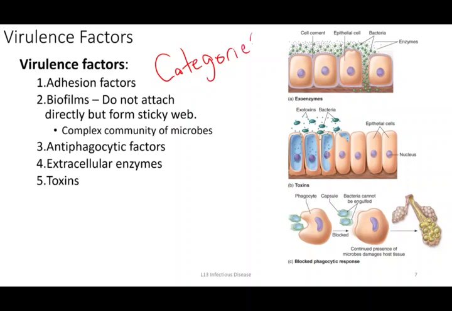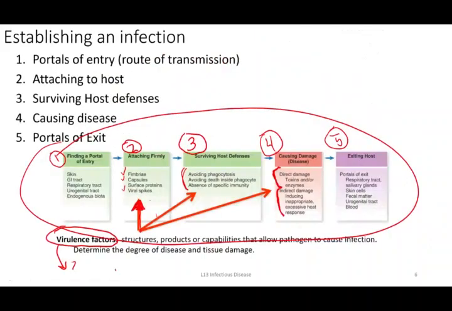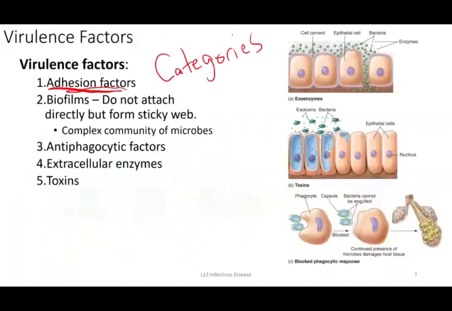And so over the course of the next several slides, we're going to break down each of these into more specific examples. And so as you might guess, being able to attach or adhere is a really important virulence factor. That was, again, this step right here, attaching firmly. And so adhesion factors are going to be one category of virulence factor. They're kind of related to biofilm, but we break them into distinct categories because as we have seen before, biofilms allow microbes to attach to one another and form this sticky web that can form a really complex community of microorganisms.